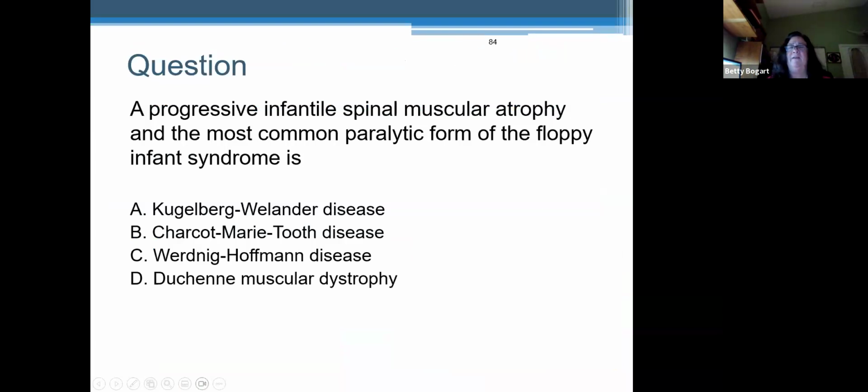So, what is that progressive infantile spinal muscular dystrophy that's called floppy infant? It's the Werdnig-Hoffmann. I won't make you guys suffer. So a lot of stuff, a lot of different things here.